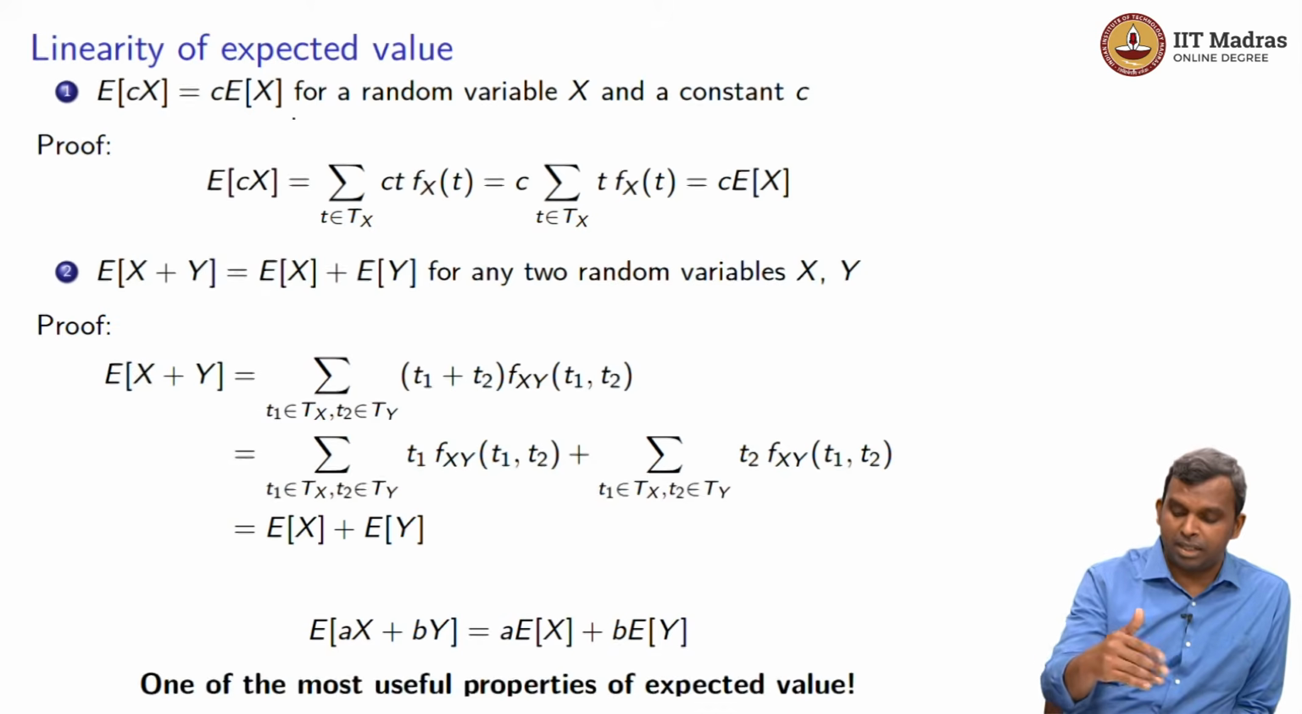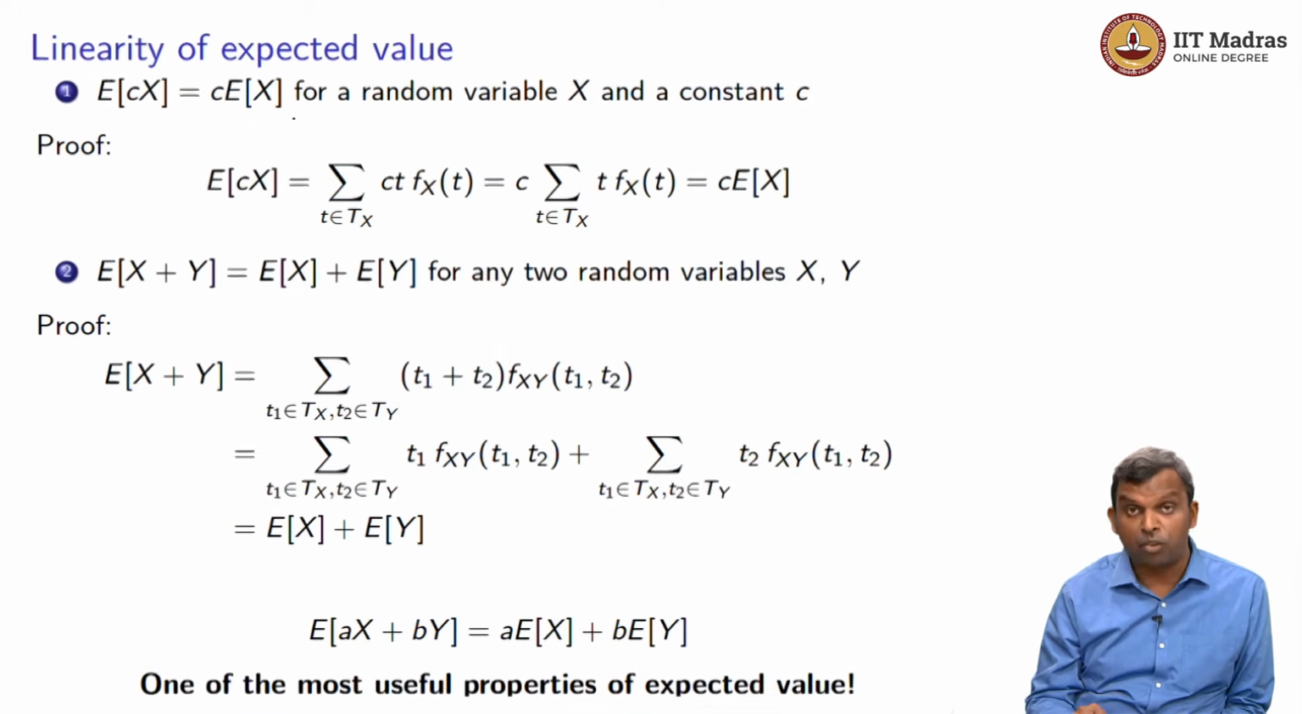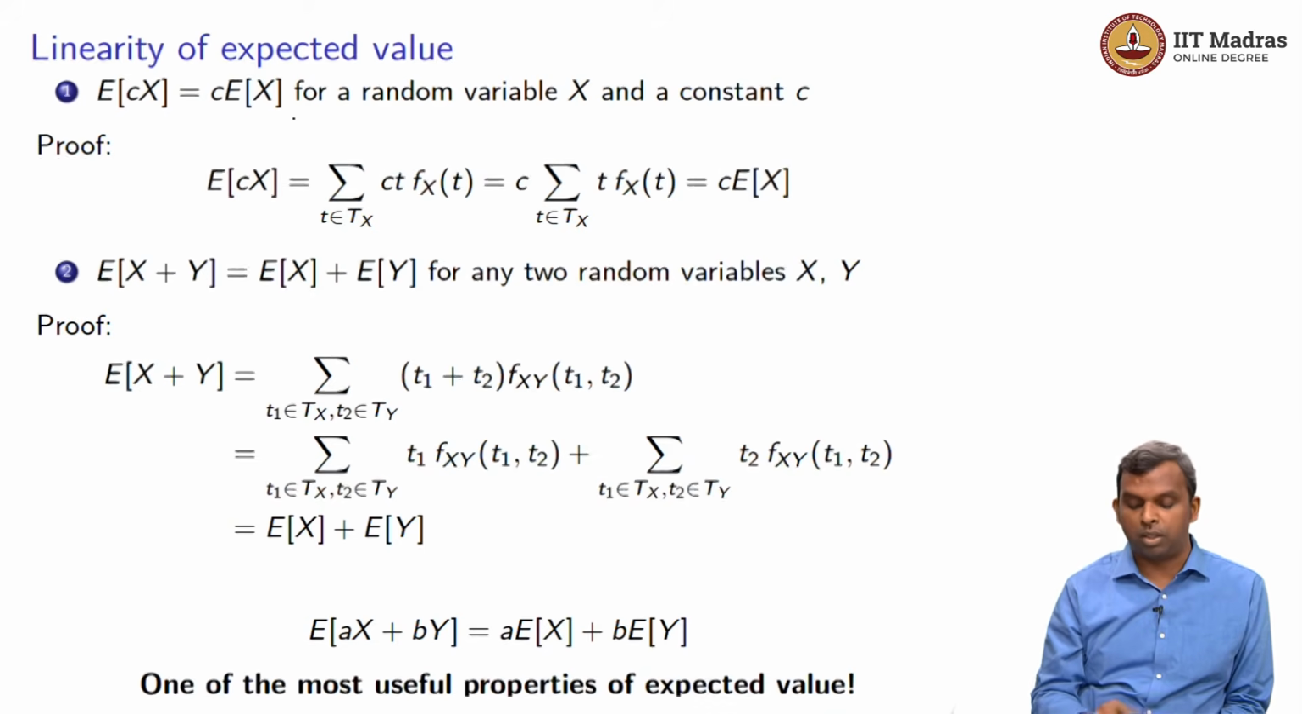In fact, you can combine these two and write like this: expected value of ax plus by is a times expected value of x plus b times expected value of y. So this is expected value of ax plus by.